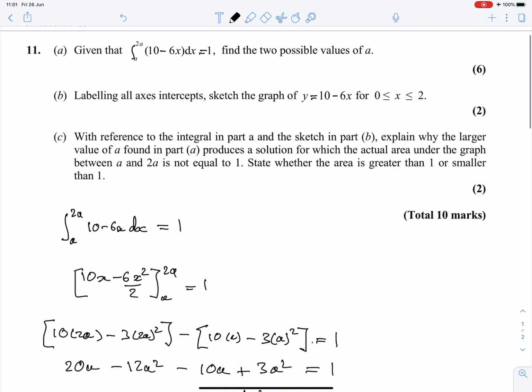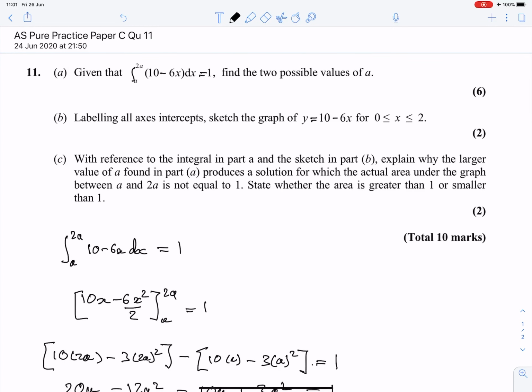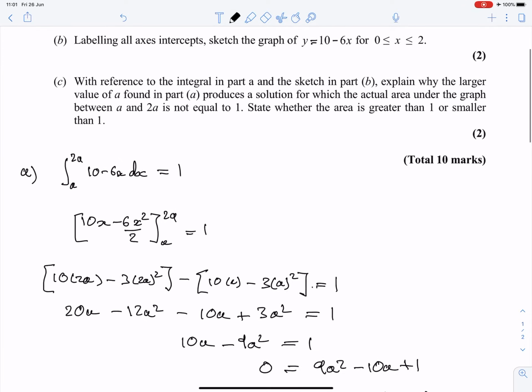Right, so that was just having the confidence to start the question and do the usual things. Integrate it, substitute in the limits, and then solve what comes at the end. So that's part A done. Part B, labelling all axes, intercepts, sketch the graph of y equals 10 minus 6x from 0 is less than or equal to x is less than or equal to 2.